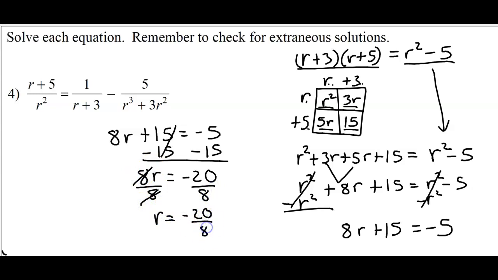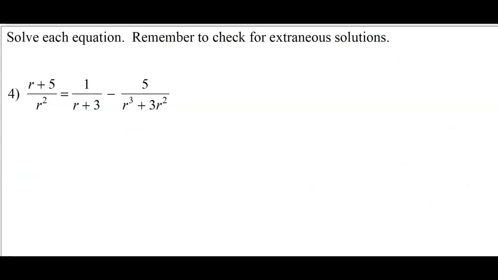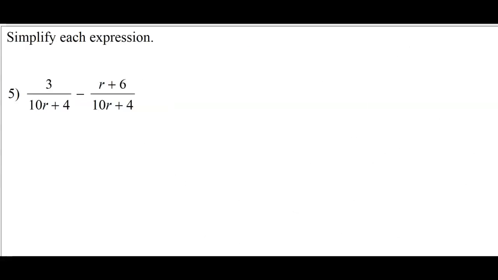Now you do need to reduce. So 4 goes into both of those. 4 goes into the top 5 times and into the bottom twice. So there's our final answer. Okay, so there it is. Let's go ahead and continue forward. So there's one for you guys to do.